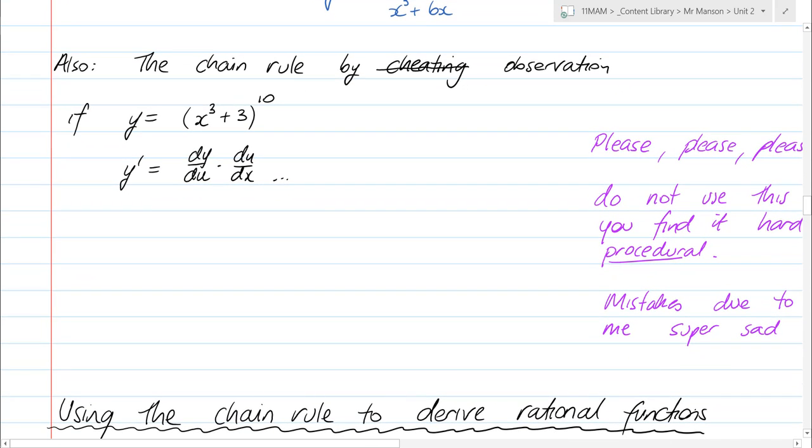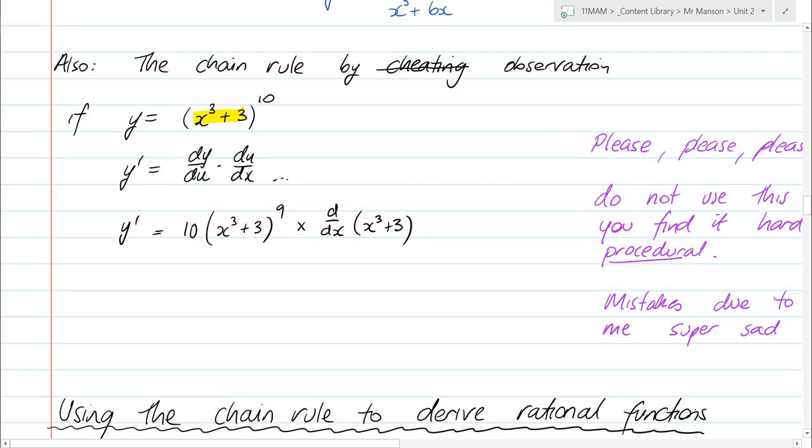So if y equals x cubed plus 3 to the power of 10, this is an obvious chain rule question where this function is inside the power of 10 function. Now, we would normally say that y dash is equal to dy du times du dx, but you could just say y dash is equal to, well, we take that whole thing and just imagine it's something to the power of 10, and it becomes 10 times that something to the power of 9 multiplied by the derivative of the something.